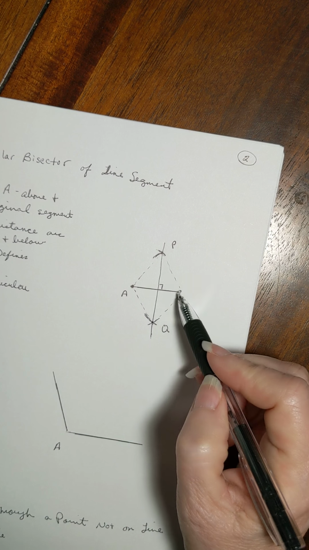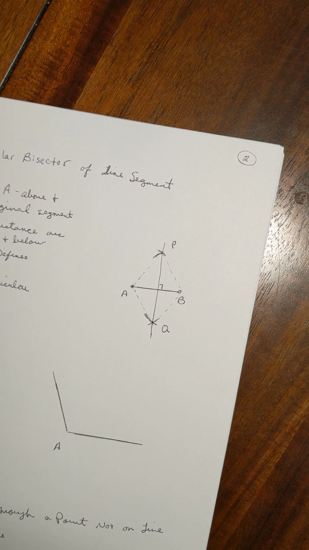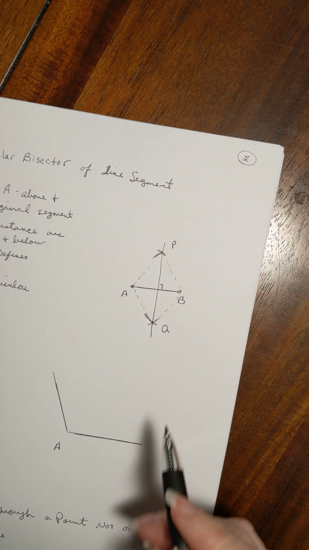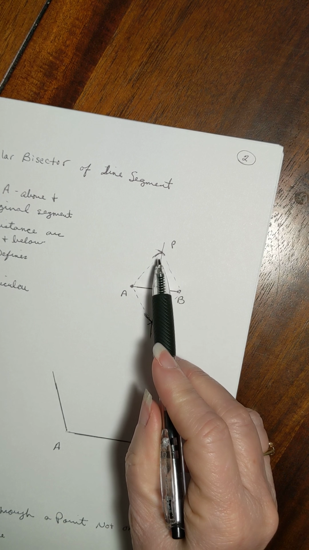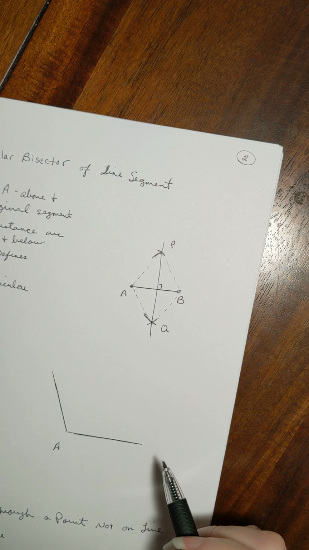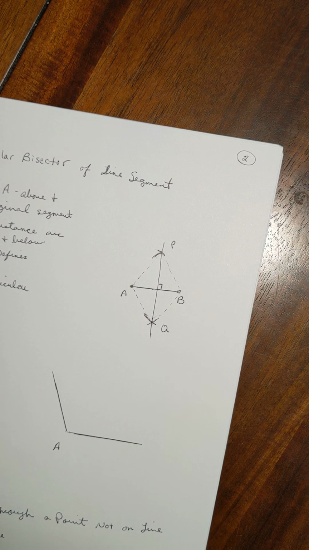Notice that these two lines are parallel, these two lines are parallel. And so it is a parallelogram. And in a rhombus, the diagonals are perpendicular bisectors of each other. And so that makes this a perpendicular line. Okay? And so that's how you create a perpendicular bisector. And notice that the compass does not move. All right?